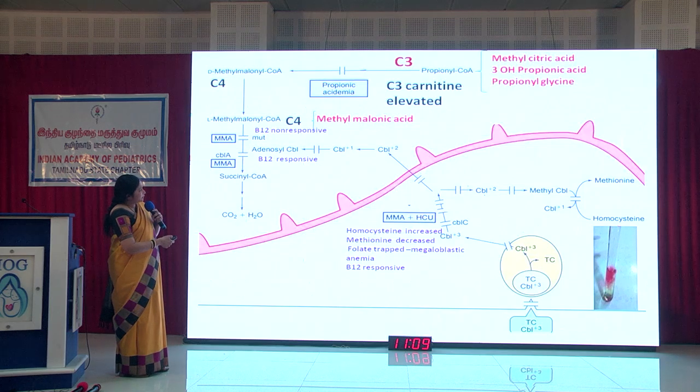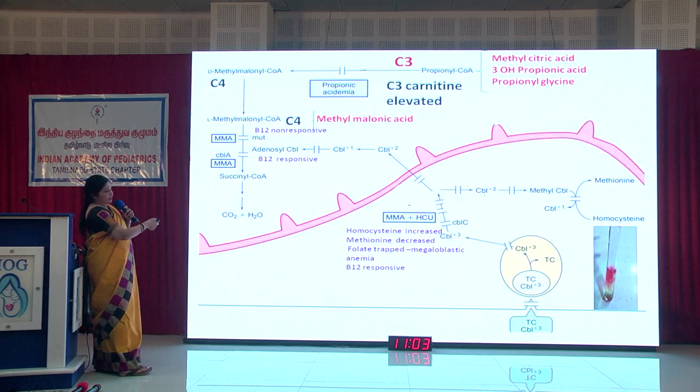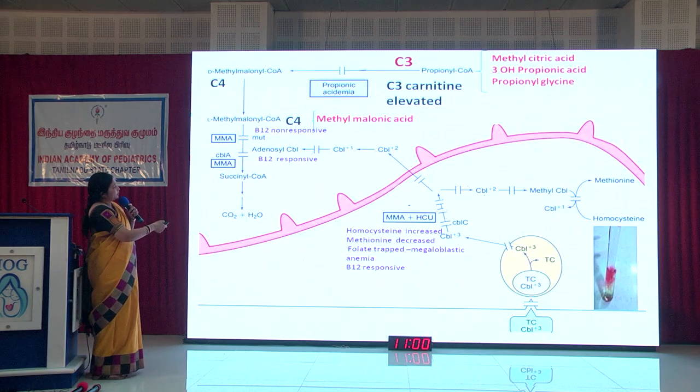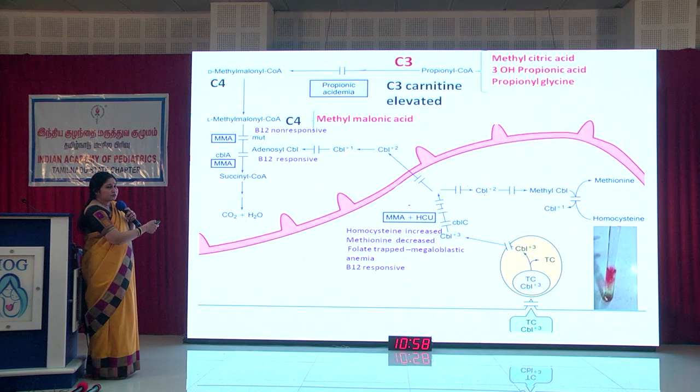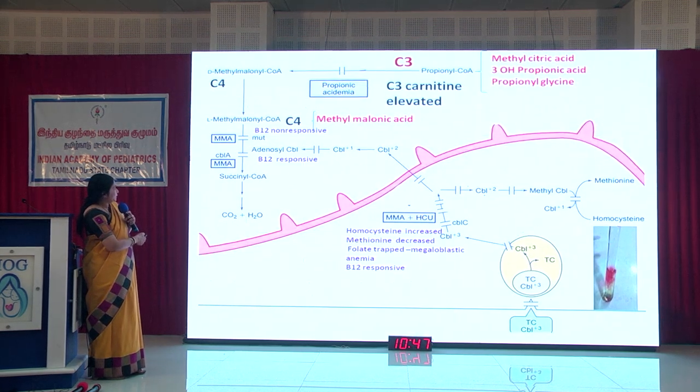It has 3 carbons, 3 carbon propionyl CoA. This is converted to 4 carbon methylmalonyl CoA by the enzyme carboxylase. Which vitamin is needed for the carboxylation reaction? Biotin. Good. Then this 4 carbon methylmalonyl CoA is converted to succinyl CoA, and here what is the coenzyme? Which vitamin is needed here? B12. B12 is needed.